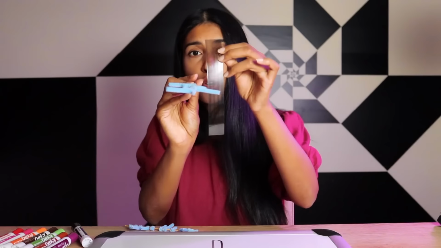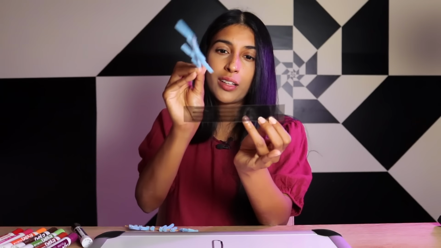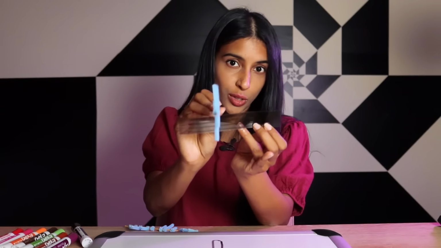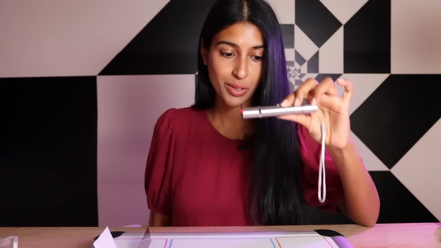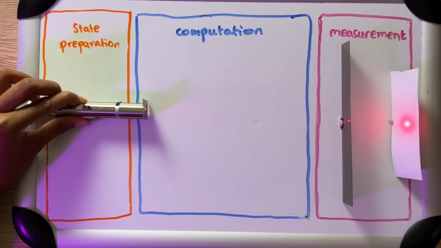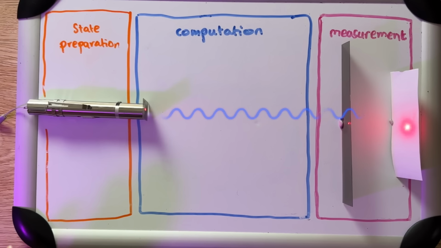Or if I turn the filter around, now it filters all of the horizontal light, and so we can guarantee that the light is going to be vertical. All right, so that's how you make your state. You get a laser, you put a filter on it, and now you can guarantee that the light is in the state you wanted it to be in, because only one type of light can go through the filter.